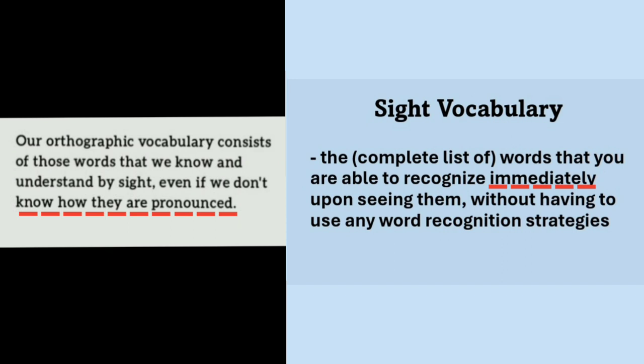Also, with sight vocabulary, you must be able to recognize and say the words within 3 to 5 seconds. But with the orthographic vocabulary, it can just be a part of your memory bank, but you may not be able to call upon them immediately. But once the word is a part of your memory, in terms of sight memory, then it's a part of your orthographic vocabulary. But if you're not able to say the word immediately, then it's not a part of your sight vocabulary.